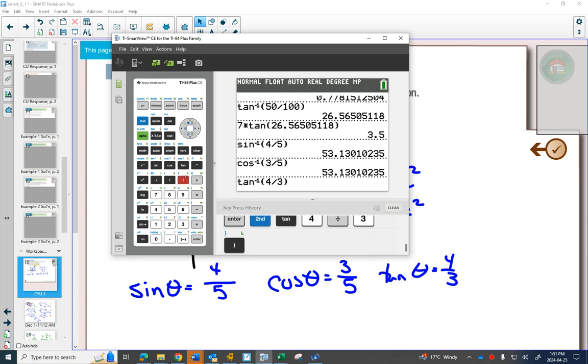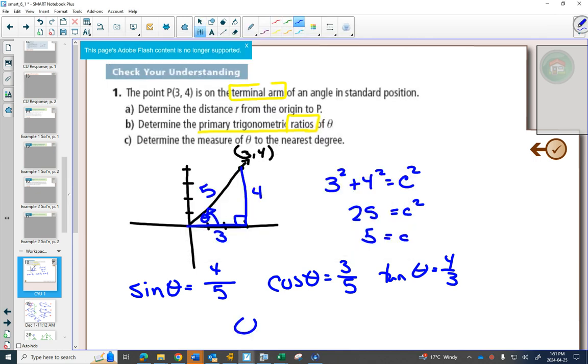I would pause here for effect of drama, wondering what it could be, but you might already realize it's the same. It is 53.13. So your calculator has that figured out, right?